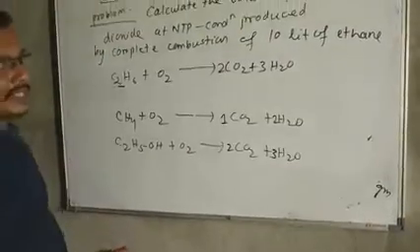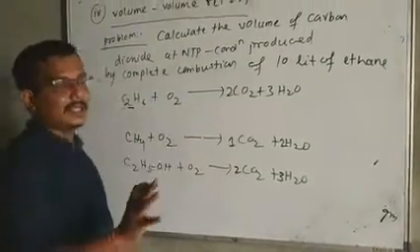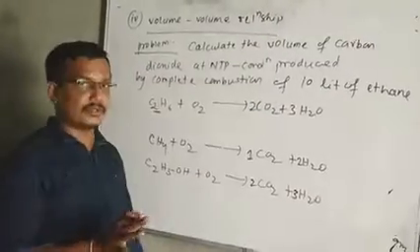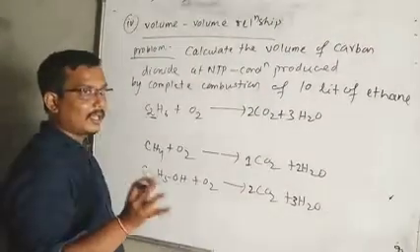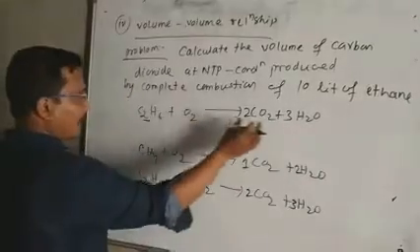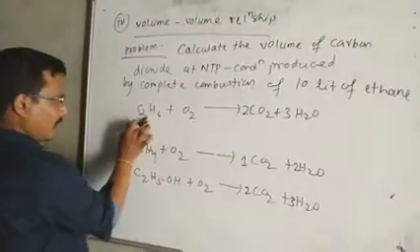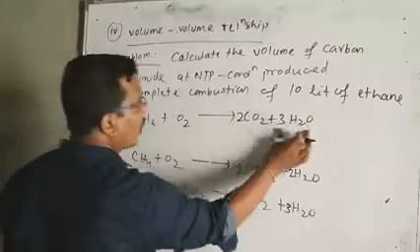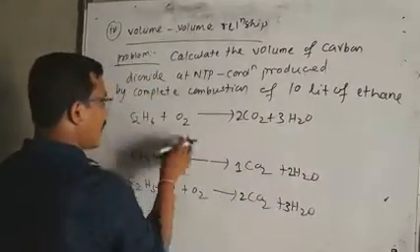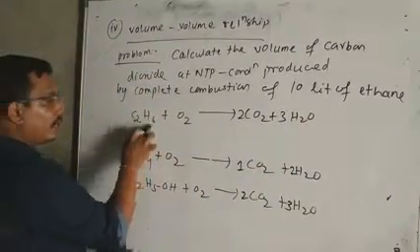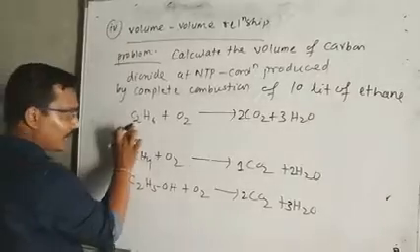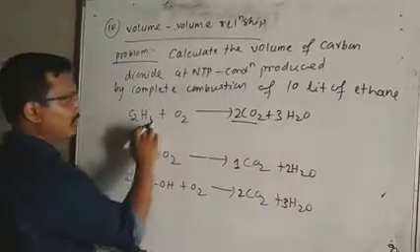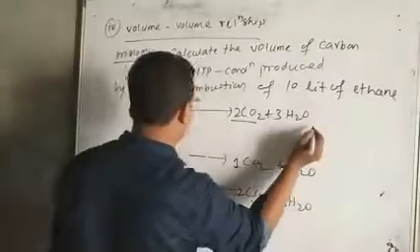So for balancing the combustion of any hydrocarbon, we use a trick. The number of carbon dioxide molecules equals the number of carbon atoms in the hydrocarbon. The number of water molecules is half the number of hydrogen atoms in the hydrocarbon. Here 2 carbon, so we write 2 CO2. Here 6 hydrogen, so we write half, 3 H2O.